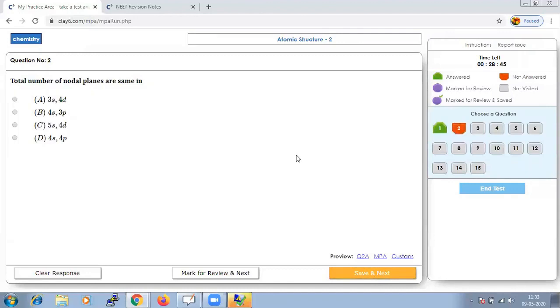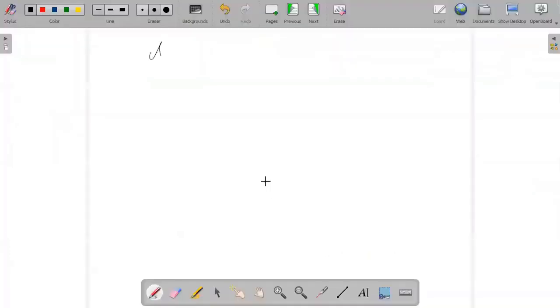And the next question says the number of nodal planes are same. What do we mean, or how do we relate our nodal planes? The formula for your nodal plane says that the total number of nodes you could calculate in an orbital to be n minus 1. So the total number of nodal planes will be same.